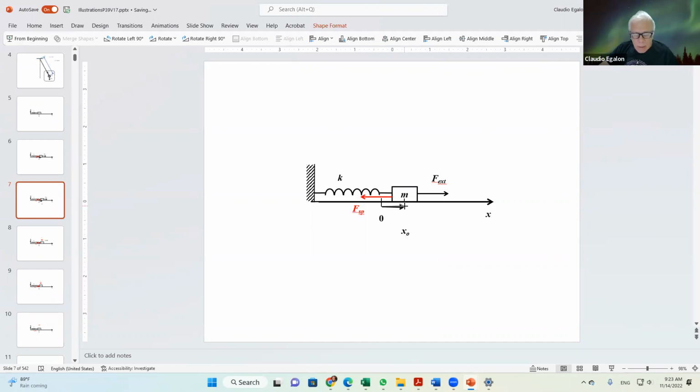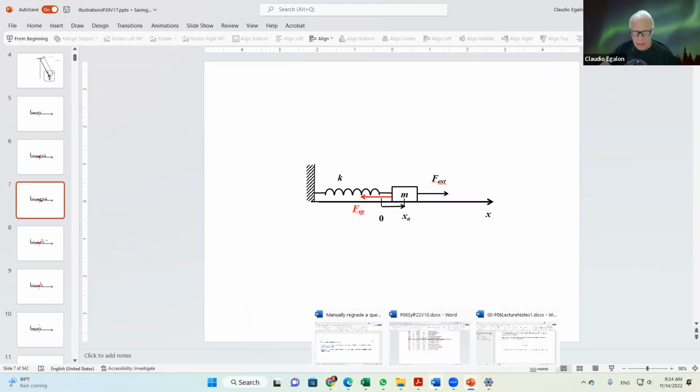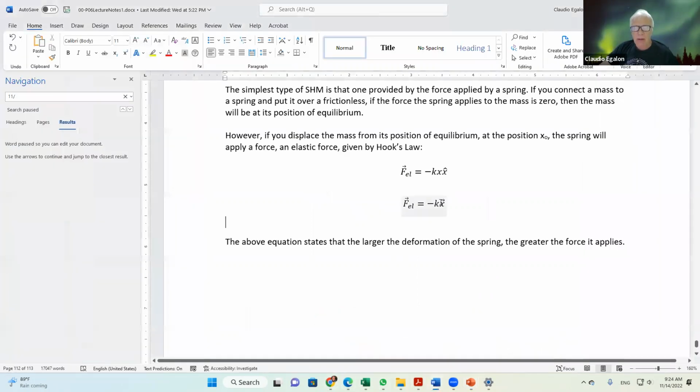Let's see if I can get it. Man, so difficult. A little bit more. x naught, remember, is the position from equilibrium.